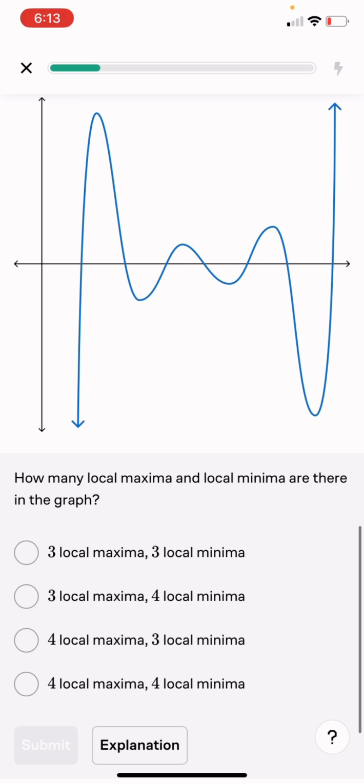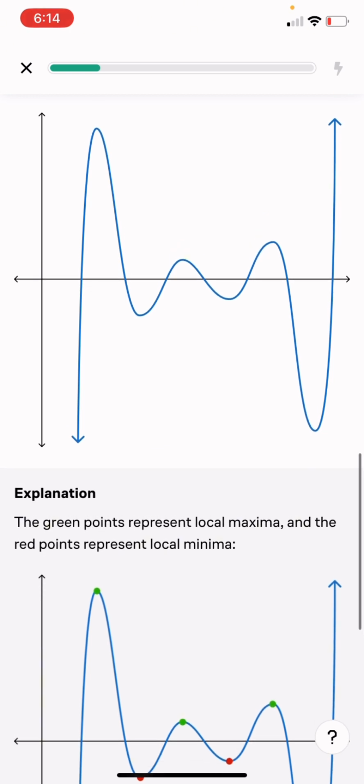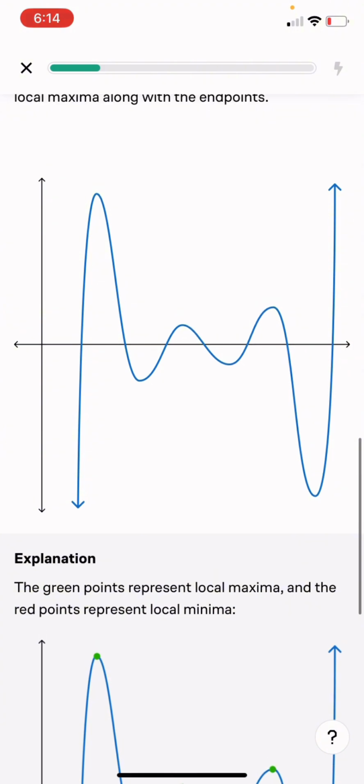How many local maximums and local minimums? So 1 is right there, 2, 3. I think there would be 3 local max. 1, 2, 3. Yeah. Yeah, these graphs going down. The last 2 ones are definitely not.